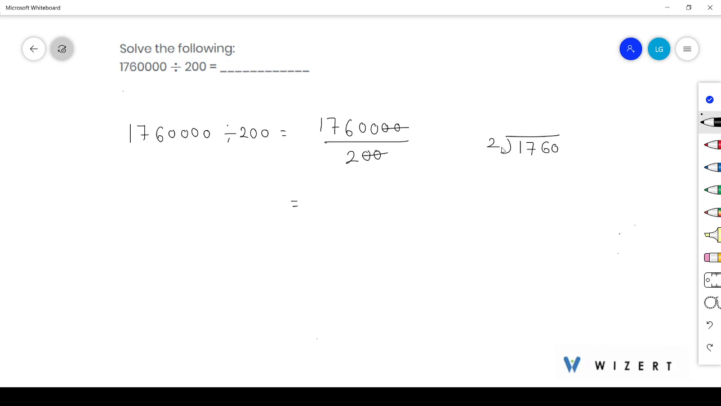1760 divided by 2. 2 8s are 16. 17 minus 16 is 1. Move this 6 down. 2 8s are 16. 16 minus 16 is 0. Move this 0 down. So 0 divided by 2 is 0. So it is 800.